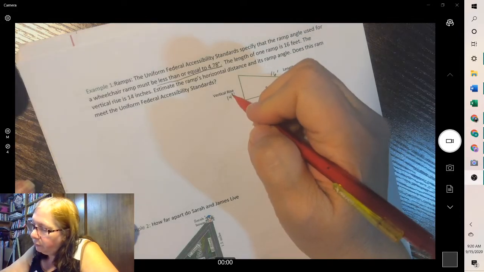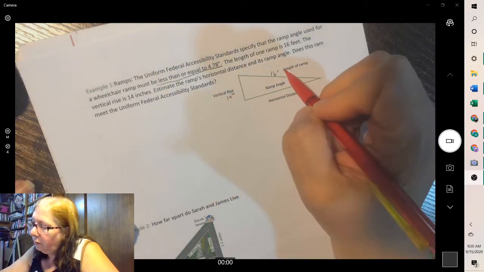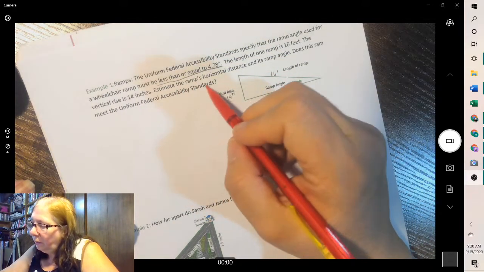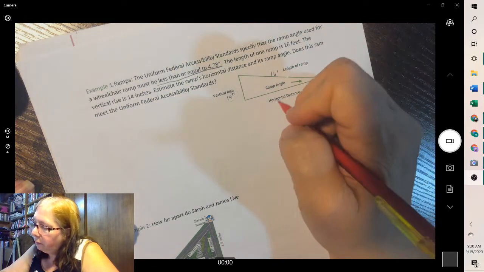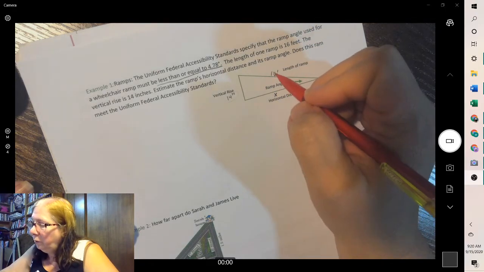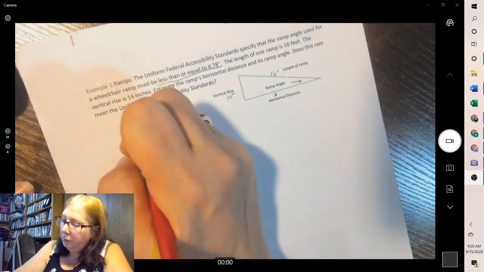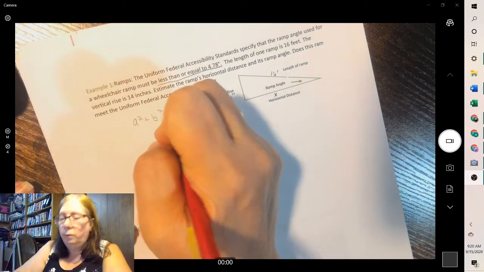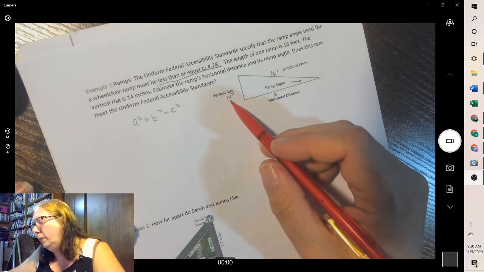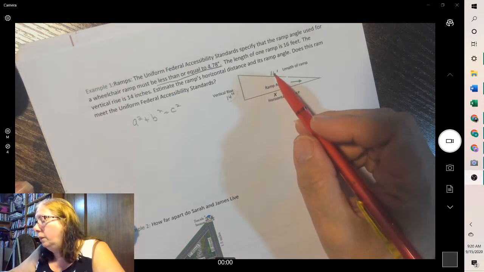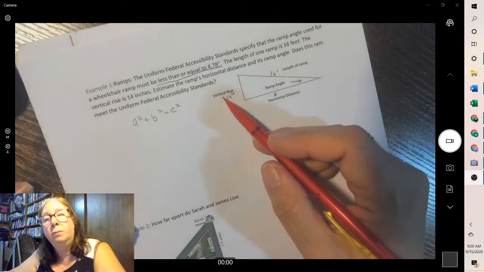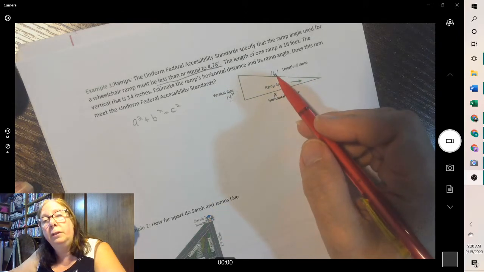Another thing you want to notice as you're reading, that this is in inches and this is in feet, and so we would have to make it all the same. Estimate the ramp's horizontal distance. So we're looking for this one, which means we have two sides. We're looking for the third. A squared plus B squared equals C squared. But we need to make these units the same, so we either need to make 14 inches into feet or this into inches. Going smaller is usually easier. This involves decimals, so you might want to go with this one.